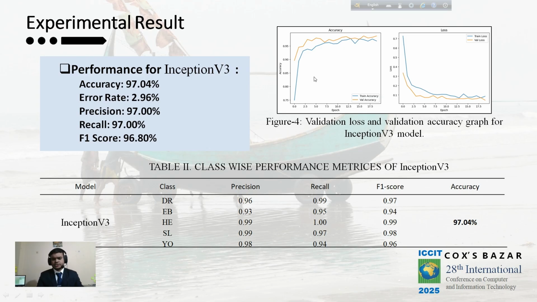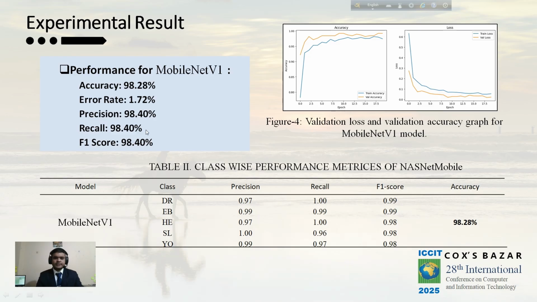This is the loss and accuracy curve. And this is also a table that shows the class-wise performance metrics of InceptionV3, which gained 97.04% accuracy, and the error rate is 2.96%, and precision, recall, F1 score are shown respectively here. And lastly, the last baseline model, MobileNetV1, gets 98.28% accuracy. This table shows the class-wise performance, and the loss and validation accuracy curve is also shown here.